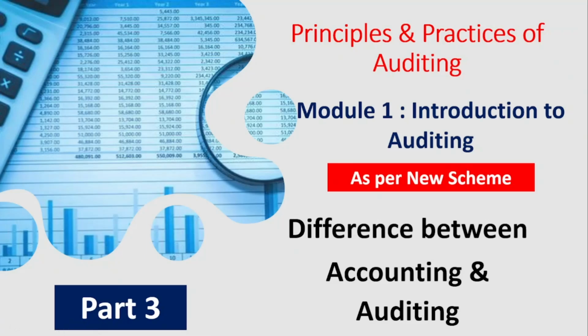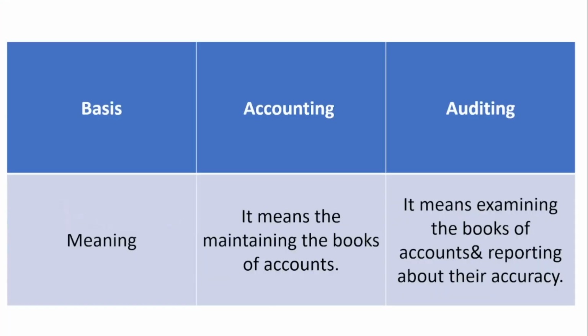In this part of the video, let us discuss the difference between accounting and auditing. The first is meaning. Accounting means maintaining the books of accounts. In a company, you should maintain certain books of accounts, and maintaining those books of accounts is the meaning of accounting. But what does auditing mean?